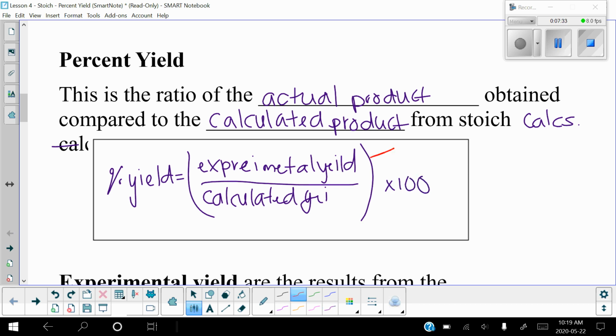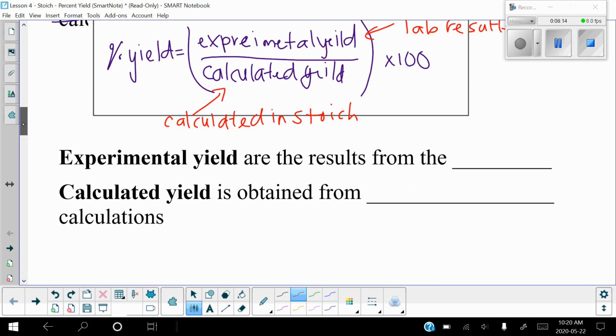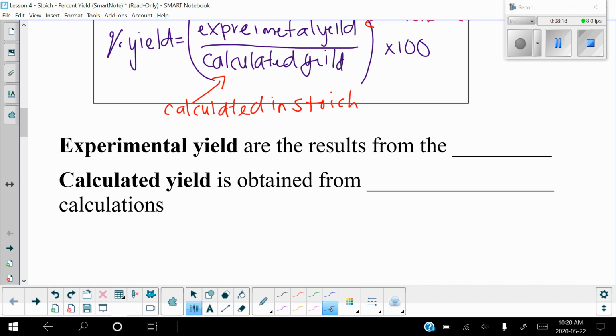Okay, let's break this down. Experimental, these are your lab results. So this is what you actually end up weighing at the end of the lab. Your calculated yield, this is your calculated expected result. So this is calculated from Stoich. Okay, so if your lab was to go perfectly, in theory, this is the number that you should get. All right. Experimental yields are the results from the lab. Calculated yield is obtained from stoichiometry calculations. So I'm just going to write Stoich.